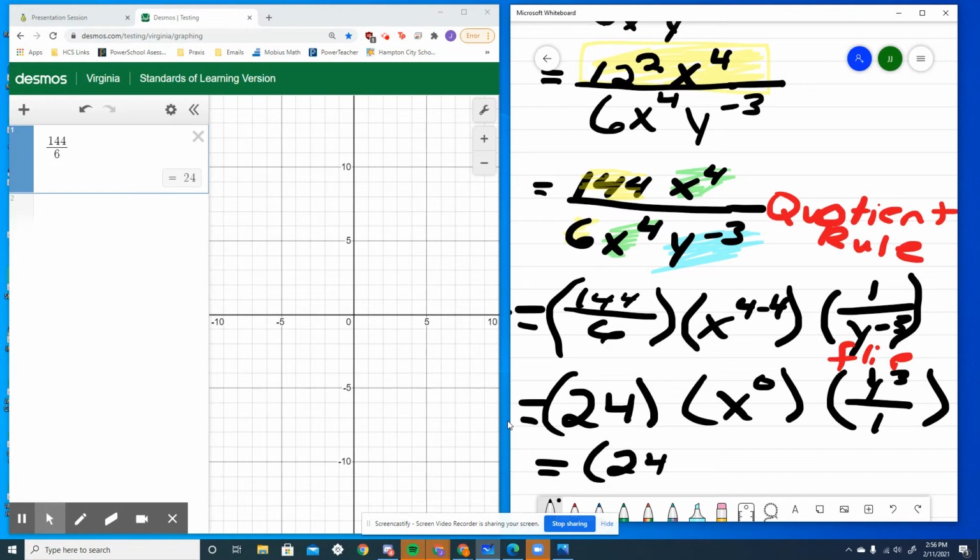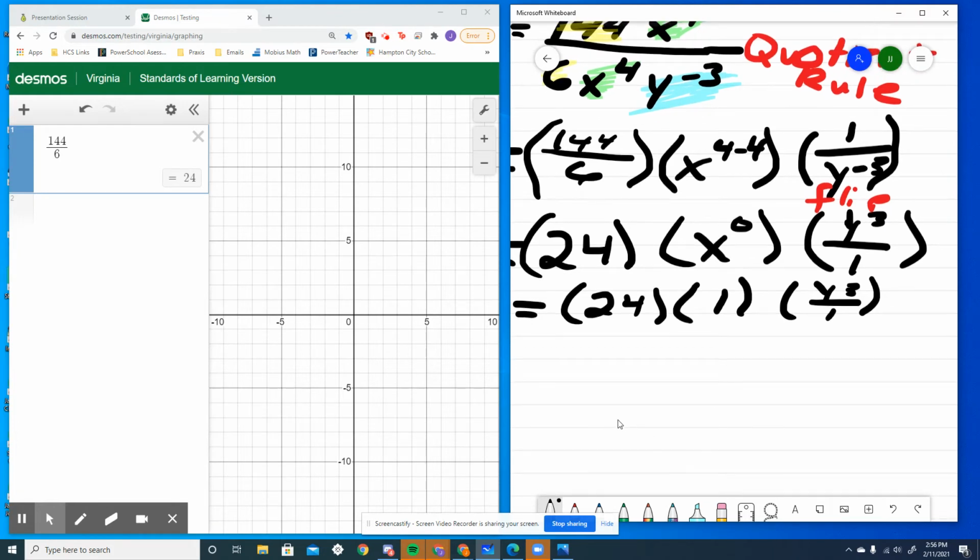Well, this is still 24. Anything to the power of 0 is going to be 1. And I get y cubed over 1. Well, if I turn these all into a fraction, I could put 1 underneath them. 24 times 1 times y cubed is going to give you 24 y cubed, all over 1, but you don't have to write the 1 over 1. We know it's 24 y cubed. This should be your final answer.